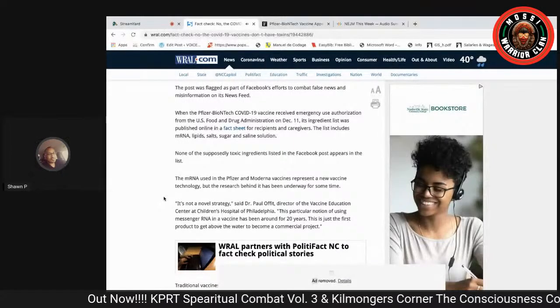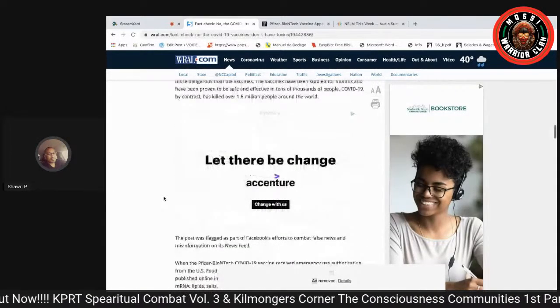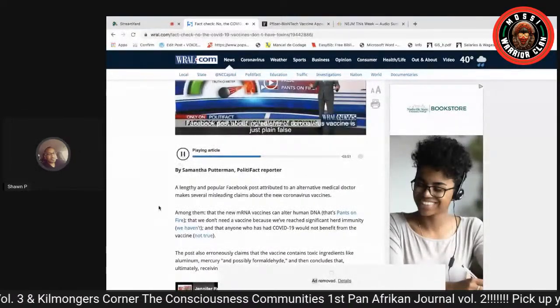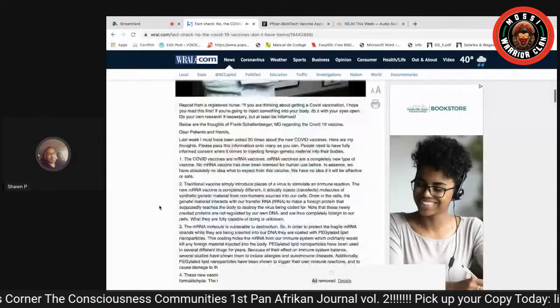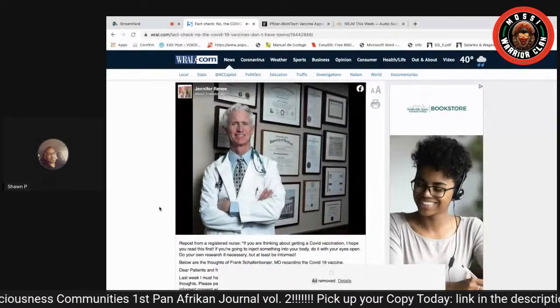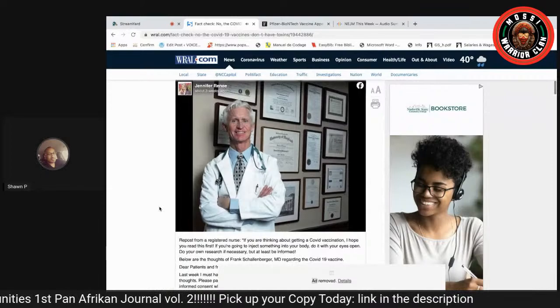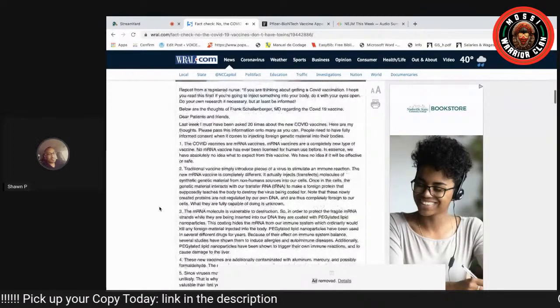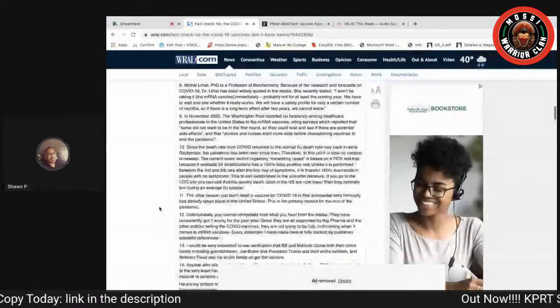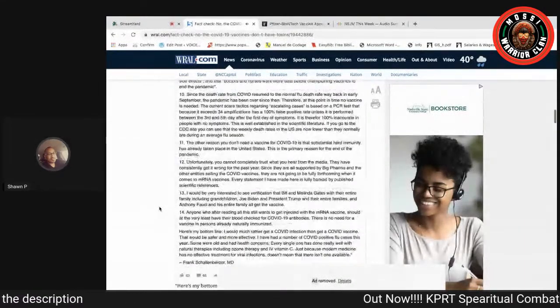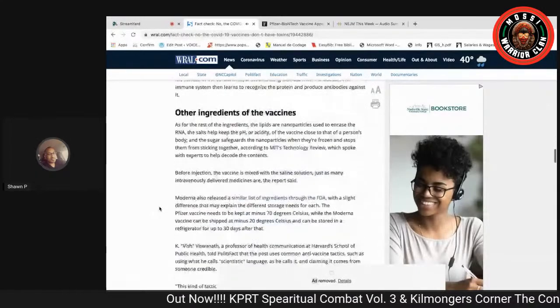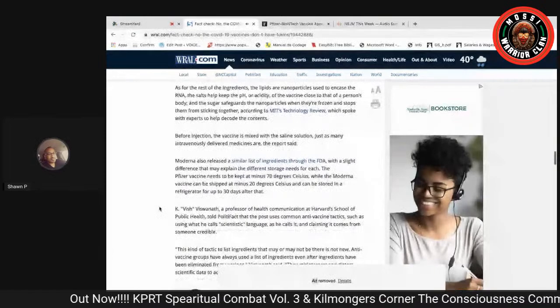K. Viswanath, a professor of health communication at Harvard School of Public Health, told PolitiFact that the post uses common anti-vaccine tactics, such as using what he calls scientific language, and claiming it comes from someone credible. This kind of tactic to list ingredients that may or may not be there is not new. Anti-vaccine groups have always used a list of ingredients even after ingredients have been eliminated from vaccines, Viswanath said. They misinterpret and distort scientific data to advance their agenda.